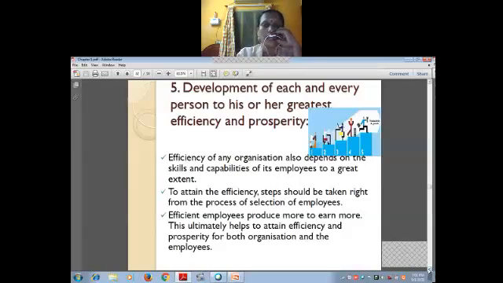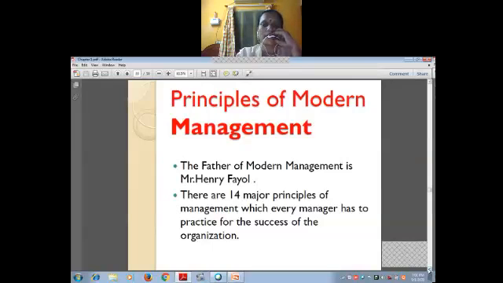That is very important. Next, we are going to see the principles of modern management. The father of modern management is Mr. Henry Fayol. There are 14 major principles of management which every manager has to practice for the success of the organization. This is a very important management principle that they should follow.